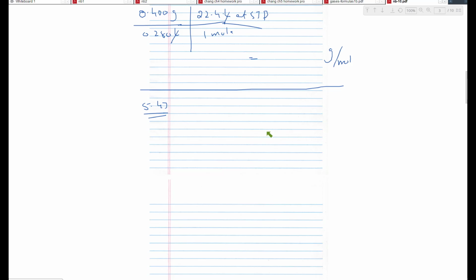Volume is 2.10 liter. Mass is 4.65 gram. Pressure is 1.00 atmosphere. And temperature is 27.0 degrees Celsius. And if you add 273, you will get 300. Am I right?